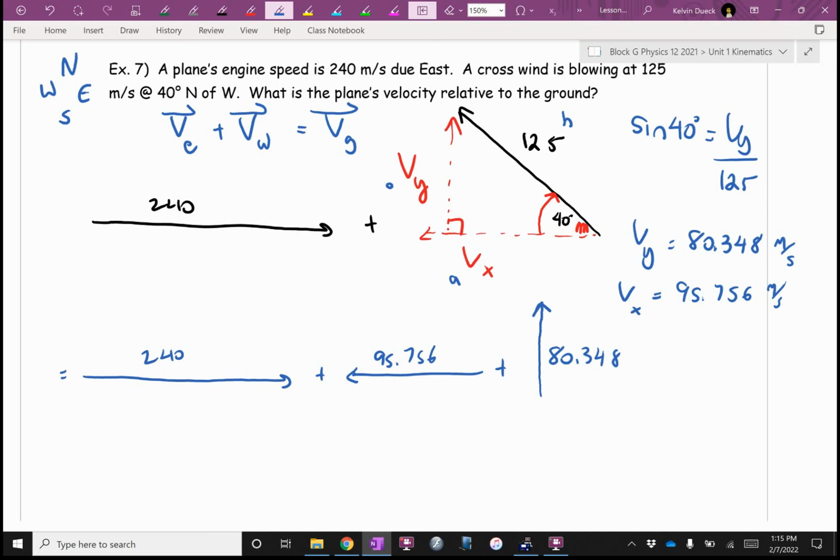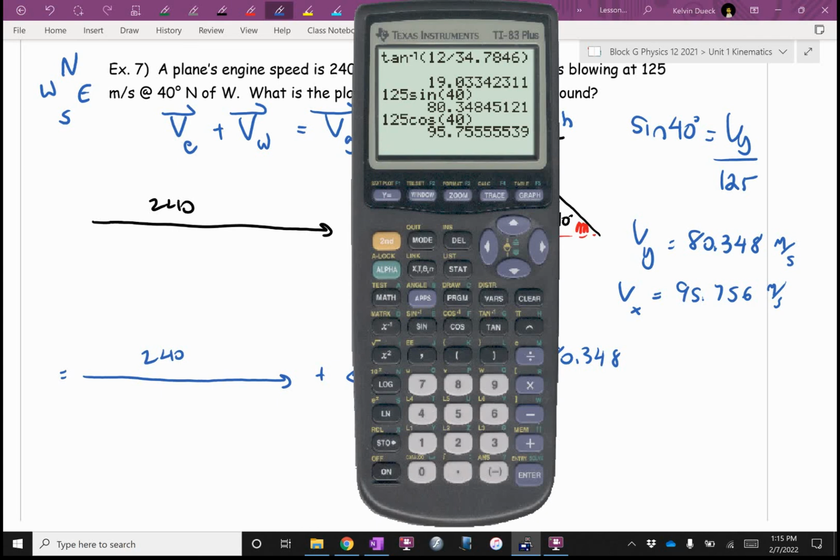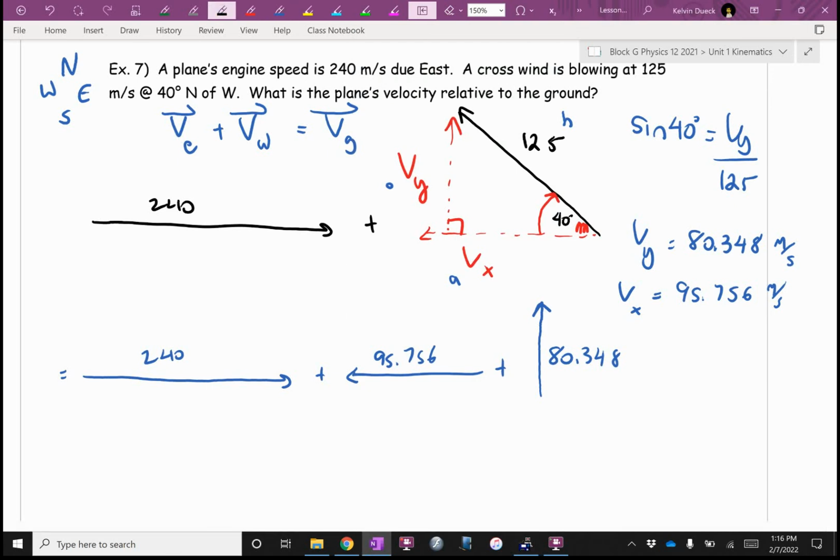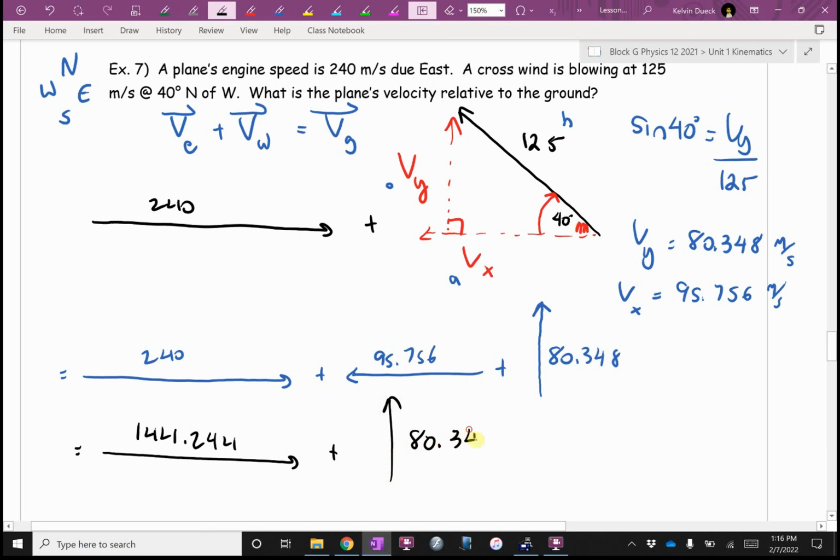Hey Kai, which two vectors am I going to combine here if I'm clever? How will I combine them? I'm going to go 240 minus 95.756. I think I still have this on my calculator. I'm actually going to go 240 minus, answer button, because why not? And I get 144.244. And I guess still pointing to the right. 144.244 plus 80.348.